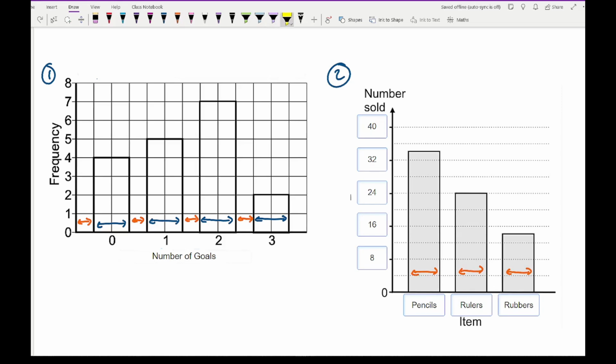And another thing that's important that I forgot to mention is that the axes are labeled. And again, you want to make sure that your labeling is on point as well, as some questions now are asking you to do that.